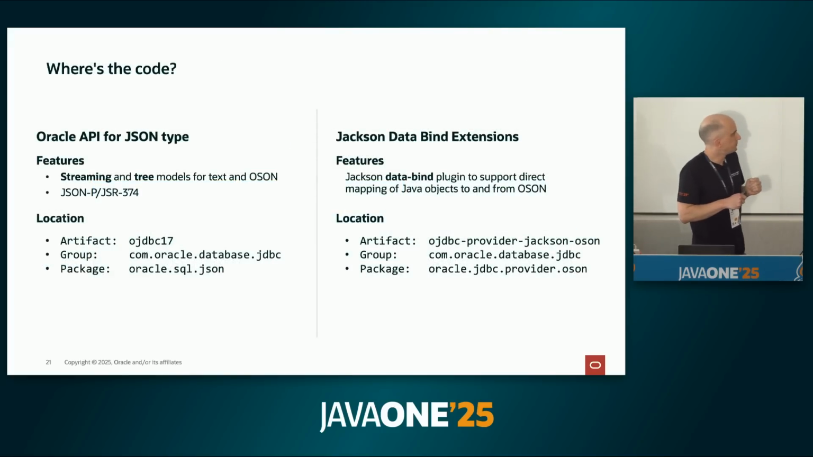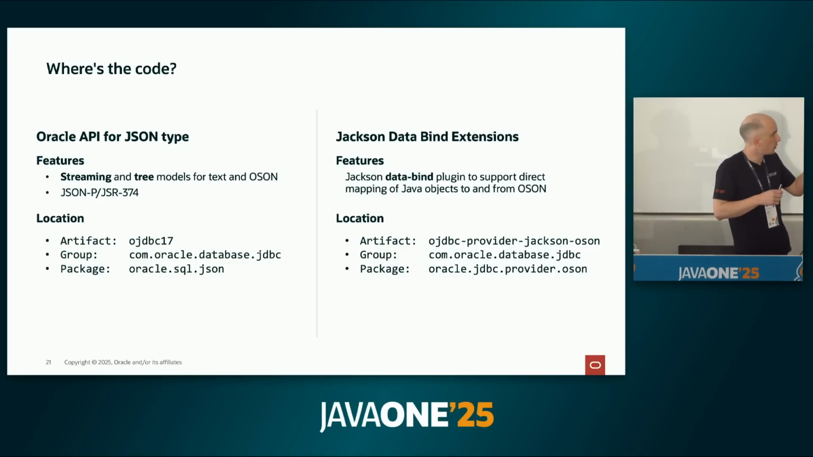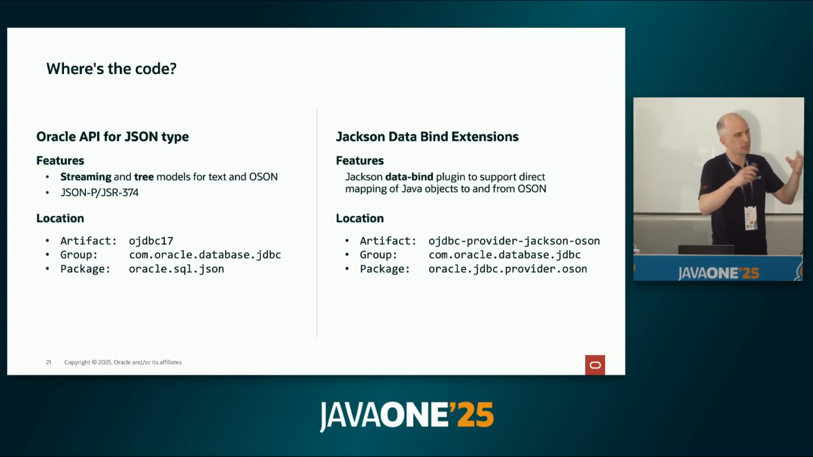So the first two, the streaming and the tree model, we put in the core JDBC jar. On the left here, there are the Maven coordinates. So if you're already using Oracle JDBC, you already have access to the streaming and tree models for OSON. The third one, the Databind, is a separate plugin we made in the Jackson Databind extensions. By putting this other dependency on your class path, we enable Jackson to start working directly over OSON instead of JSON text.